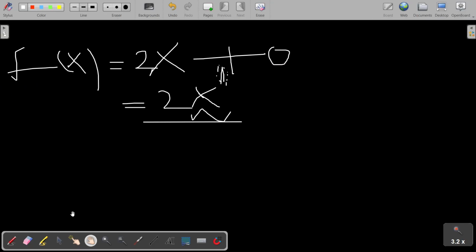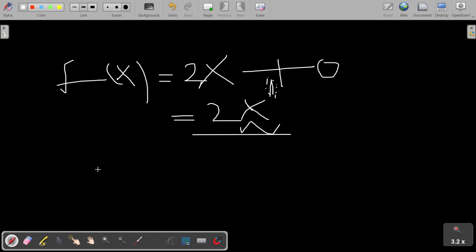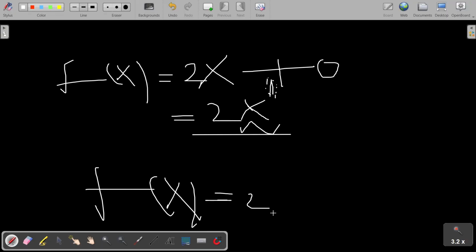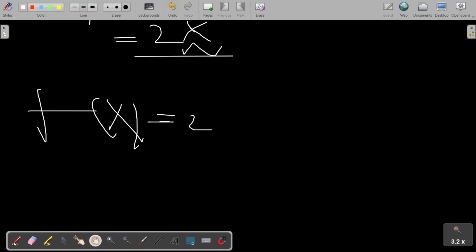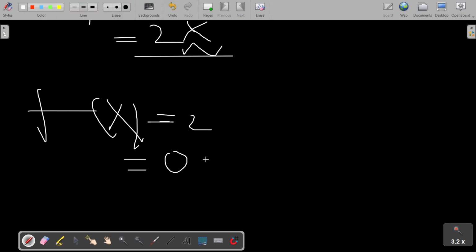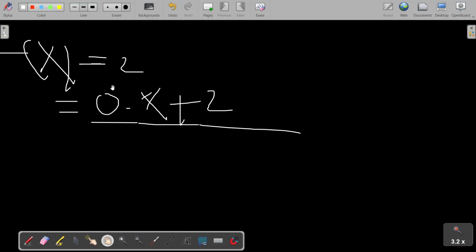Now, f of x equal to 2 is also a linear equation. But how can this be a linear equation? This is basically 0 times x plus 2. You can write f of x is equal to 2 in this form. So 0 times x is 0, 0 plus 2 is simply 2. So here the coefficient of x is 0.